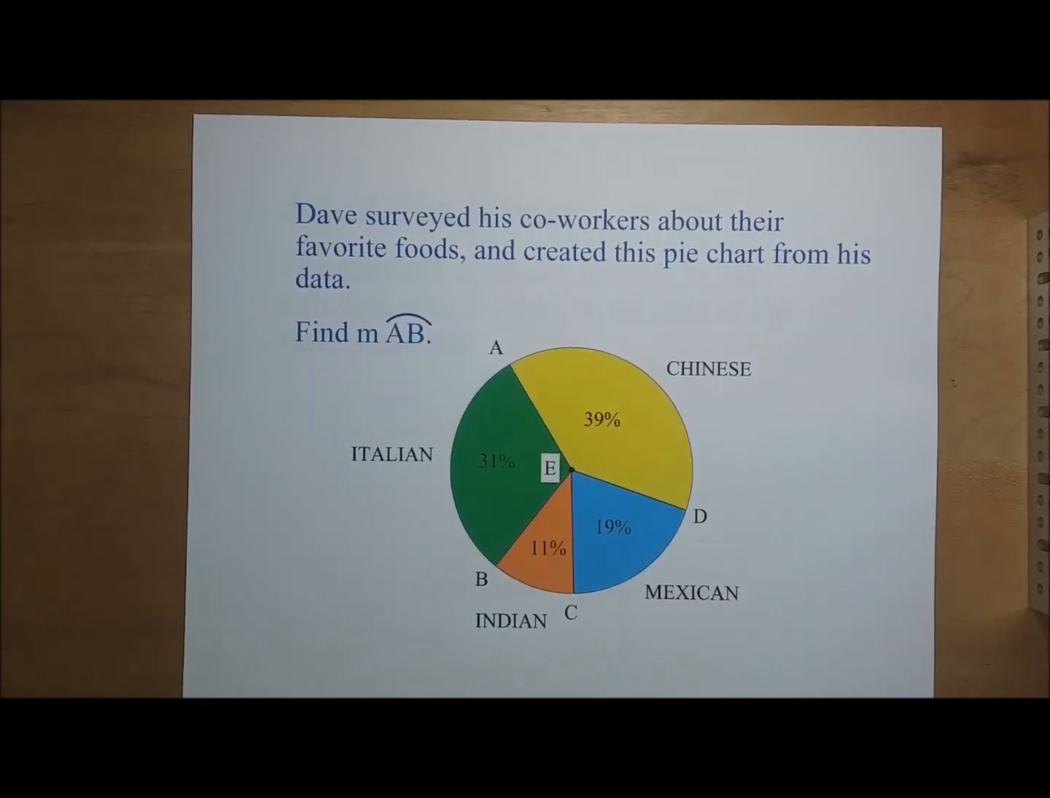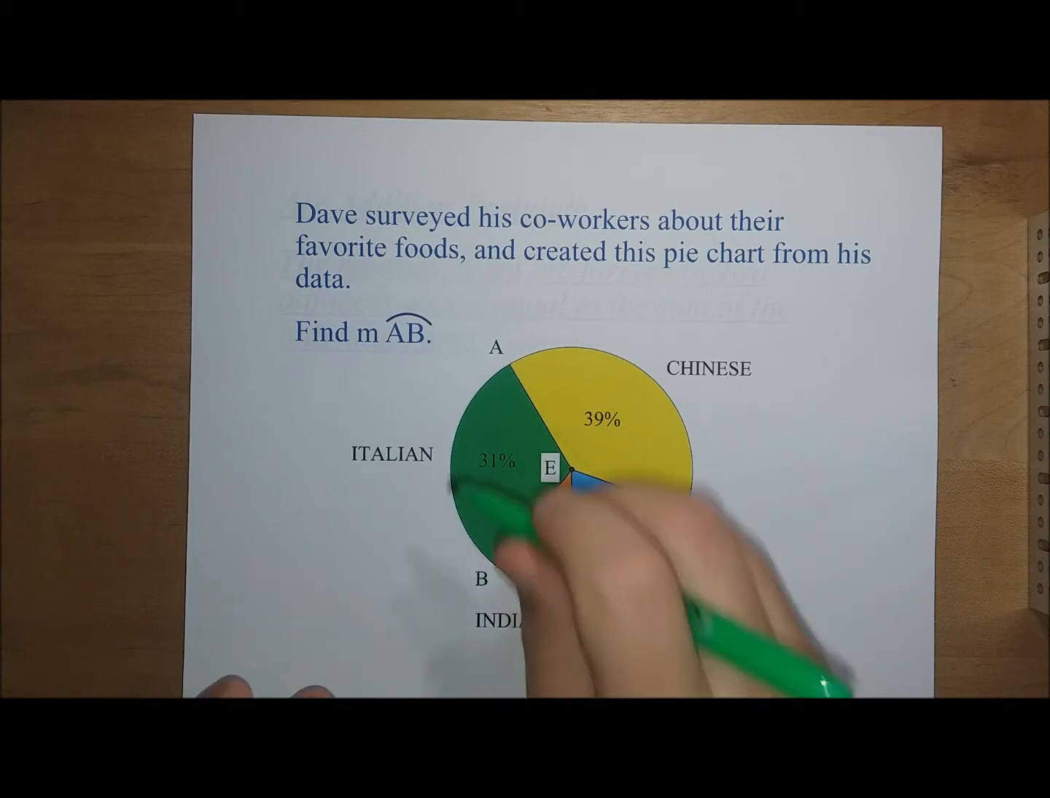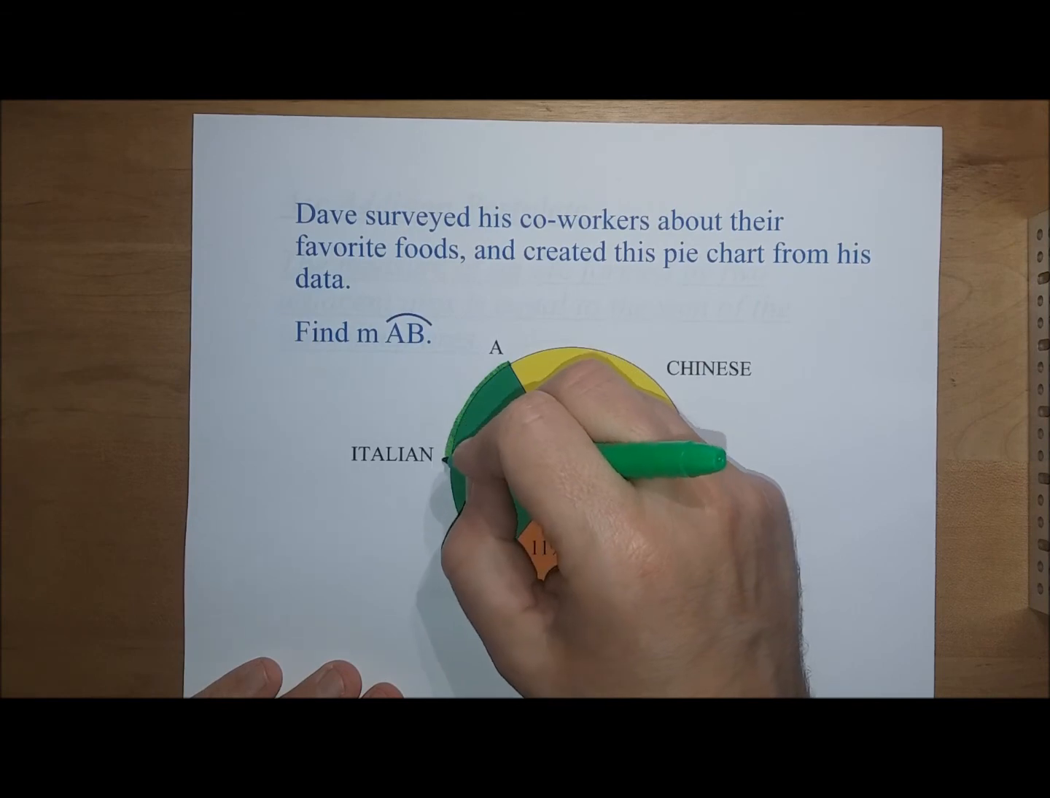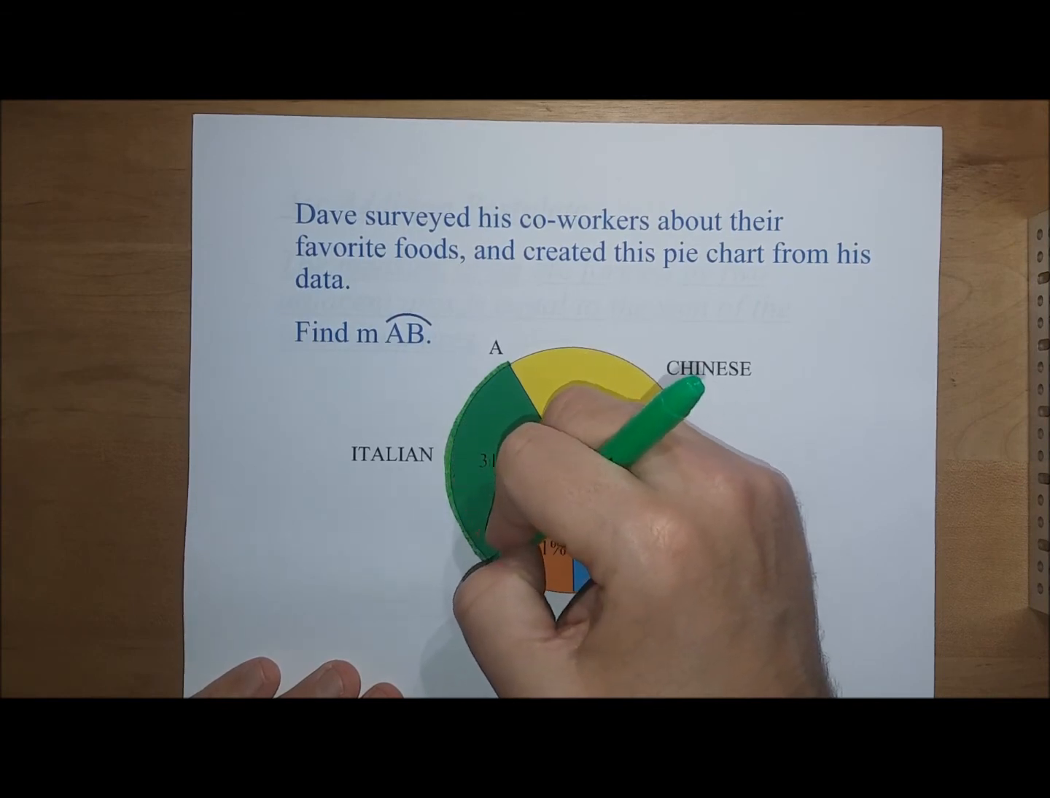All right, what is Dave up to this time? Dave surveyed his coworkers about their favorite foods and created this pie chart from his data. Could we find the measure of arc AB from this? Okay, so I'm going to just highlight. I guess I'll use green, even though it'll blend in. Arc AB, we're looking for this guy right here.